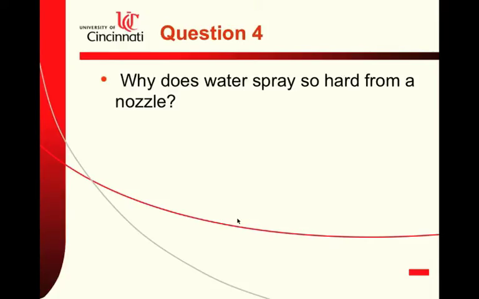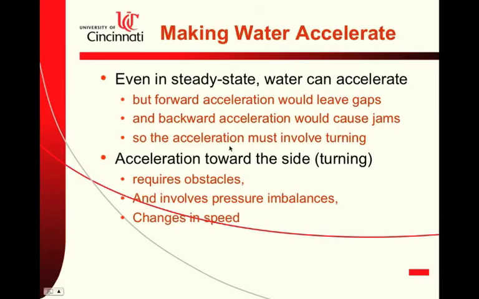So now the next question is, why does water spray so hard from a nozzle? In other words, the flow rate is slow going into the big part of the hose, but when it goes into the narrow part next to your thumb, or if it has a nozzle, it comes out at a very high rate of speed. And so really the question is, how do you make the water accelerate?